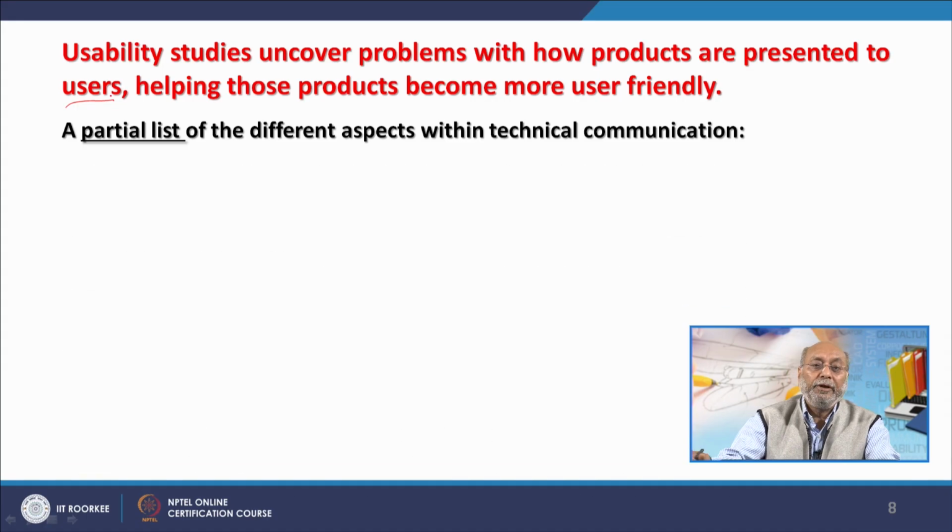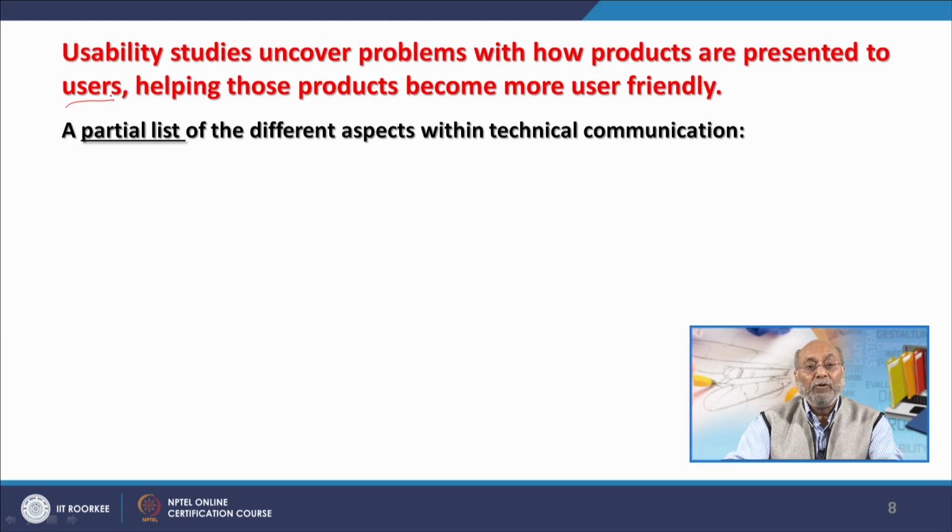So, always do not think in terms of only a product. A product can be a lecture also, or a class in front of students, or a speech or a special lecture in a conference also.